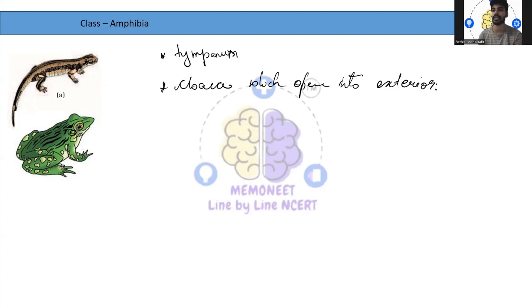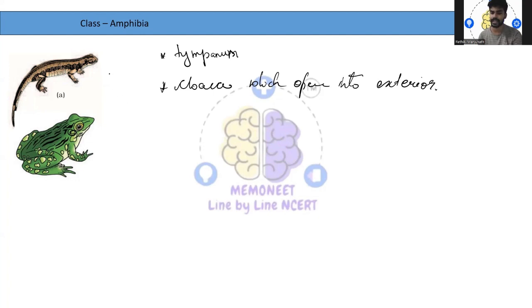Anyhow, when coming to its respiration, we have gill respiration, then we have lungs, and even respiration through the skin. Like if you see the frogs, they respire through the gills as well as through the skin. So some of the organisms in amphibians respire through gills, some respire through their skin, and some respire through their lungs.